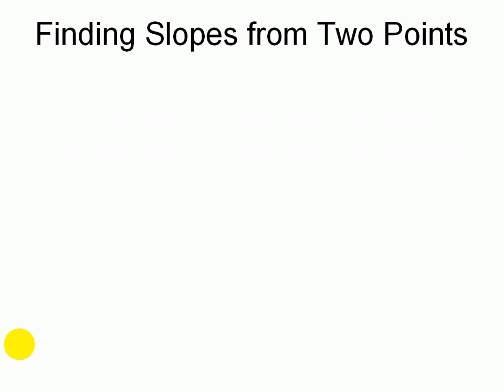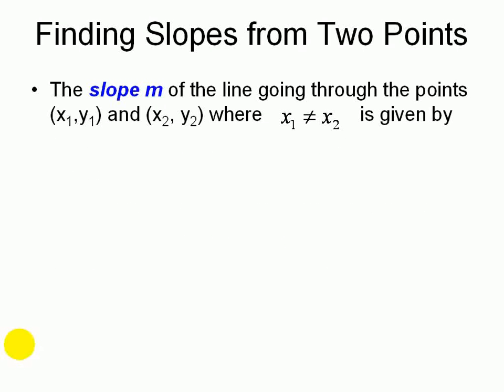So what we have here is finding slopes from 2 points. We define the slope m of a line going through the points (x1, y1) and (x2, y2), shown here, where x1 does not equal x2. And this is given by the following equation.